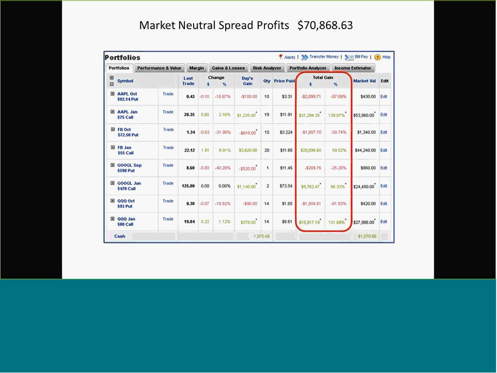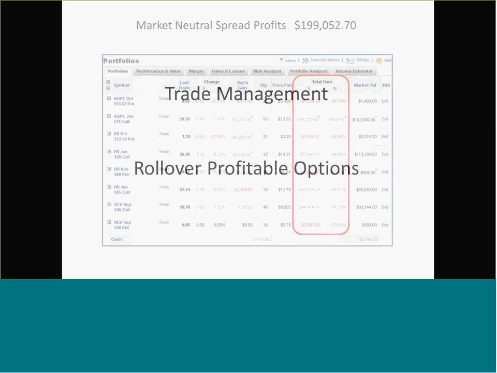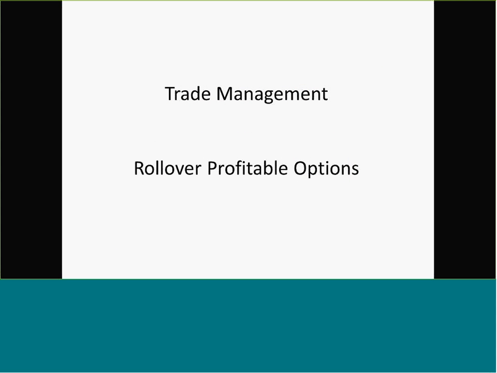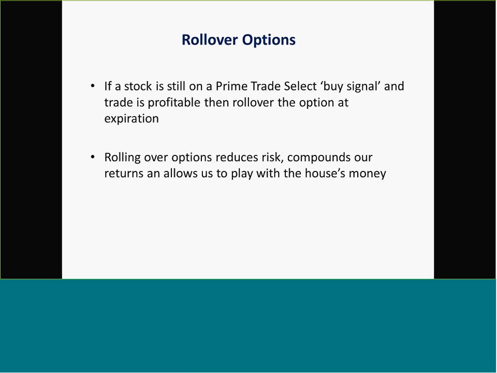And lastly, I just wanted to cover rolling over our options, and that's our third trade management rule. And we want to roll over profitable options if they're on a Prime Trade Select buy signal and the trade is still profitable. Then we'll go ahead and roll over at expiration. And when you roll over options, that reduces your risk, allows you to compound your returns and play with the house's money. So let's look at a few examples.